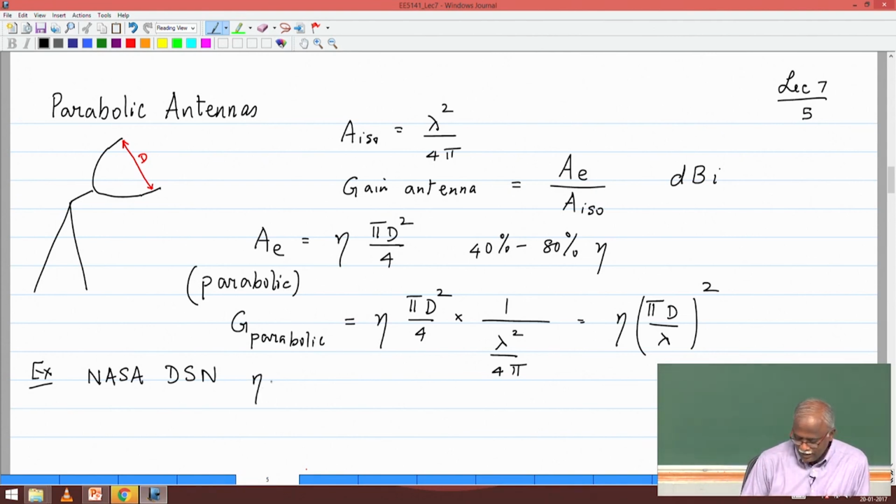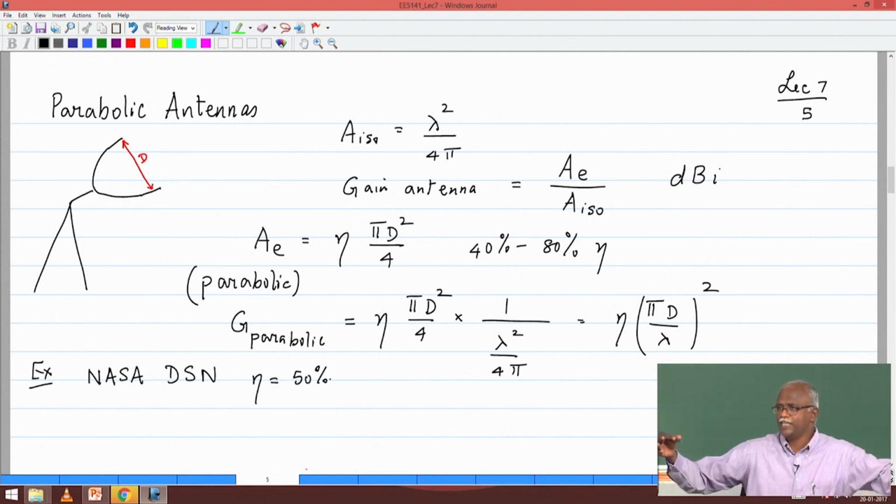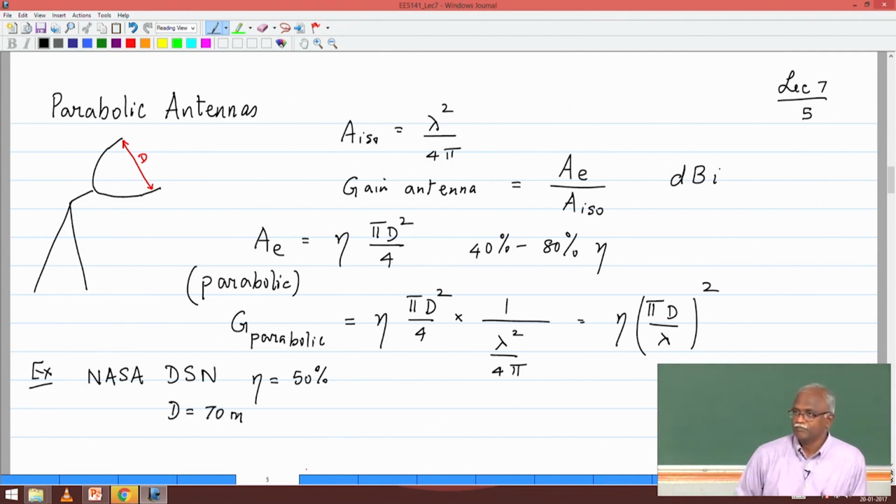It achieved an efficiency of 50%. When you design such a large parabolic dish, it cannot be a single sheet of metal. It is individual sheets of metal that are stitched together. So of course you don't get a perfect finish, so about 50% is what you get. And the diameter is 70 meters. That's a huge antenna, and it can operate in a wide range of carrier frequencies.